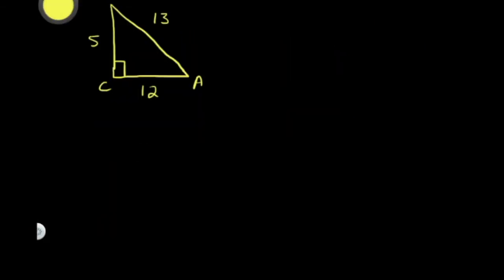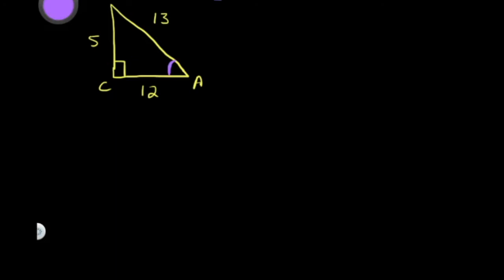All right, so going over some examples. In this first example, we have a triangle that is labeled with angles ABC, and we have sides with measurements of 5, 13, and 12. So here's our 90-degree angle. First of all, let's look at how we can set up our trigonometric ratios depending on which angle we're looking at. So let's say we're looking at angle A. This angle right here.